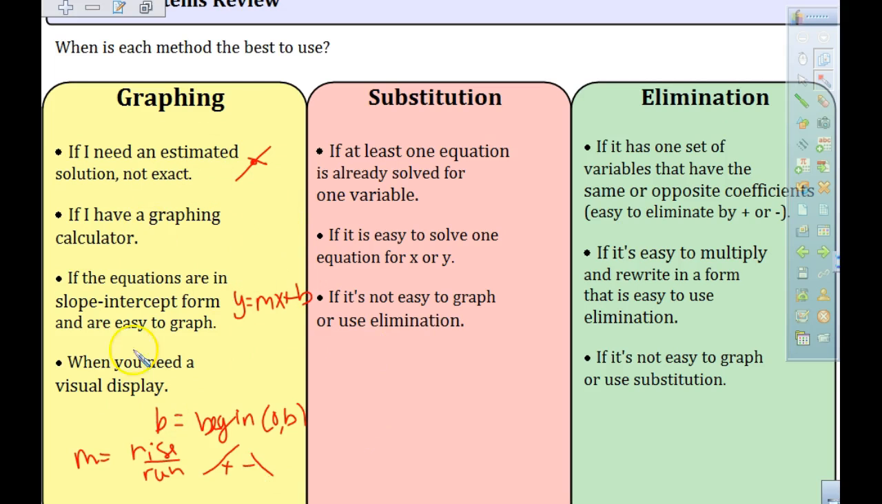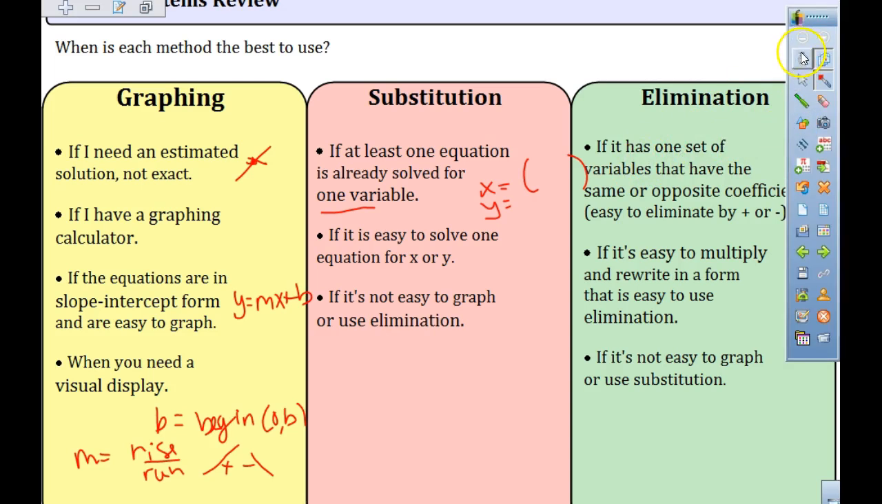Then what you look for, after you've graphed those, is the point of intersection, or it's going to be parallel, or it's going to be the exact same line. When you do substitution, the key thing to look for is that at least one equation has one variable solved. So you either have an x equals or a y equals, and you put that in a parenthesis and substitute it. These equations usually are not easy to graph because they have ugly numbers.